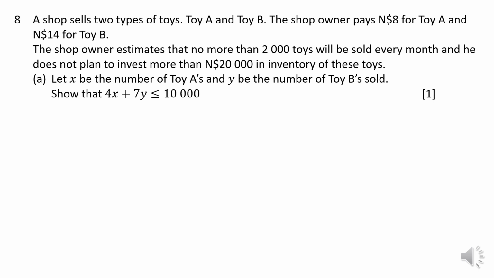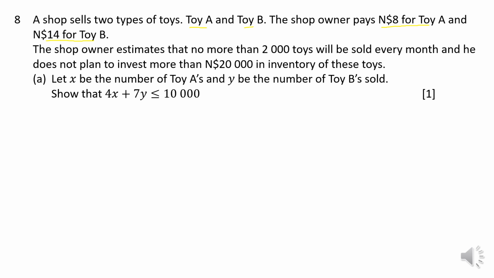Question 8, this has to do with linear programming. A lot of students have problems with this particular question, but it's very important that you do read it and that you also make sure that you actually do these things. A shop sells 2 types of toys, toy A and toy B. The shop owner pays $8 million for toy A and $14 million for toy B. The shop owner estimates that no more than 2,000 toys will be sold every month, and he does not plan to invest more than 20,000 in inventory of these toys.